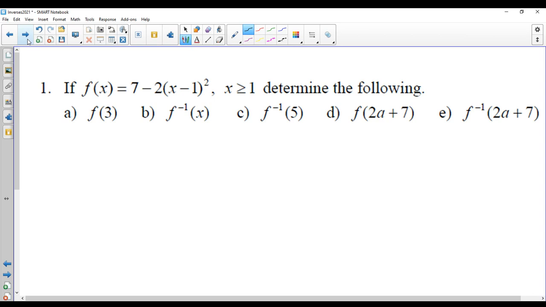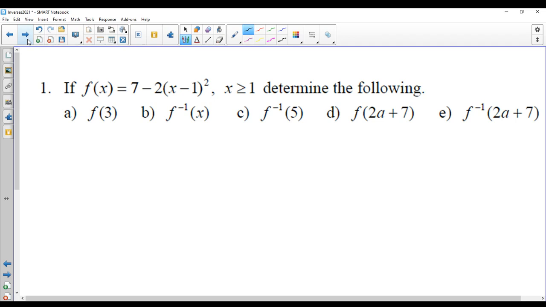Find if the function is f of x equals 7 minus 2 times x minus 1 squared, and x has to be greater than or equal to 1. So we're restricting the domain of the function to values of x which are greater than or equal to 1. And we're doing that because, well, you'll see why in a minute. Nothing less than 1 is going to be accepted in our domain.